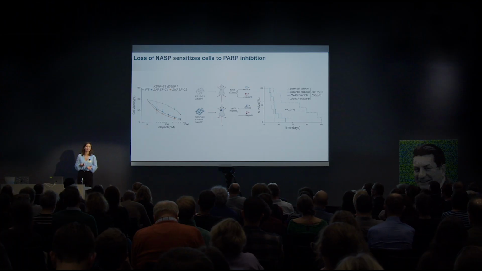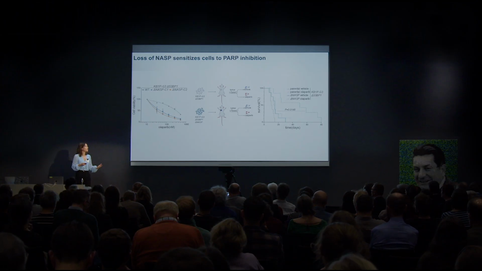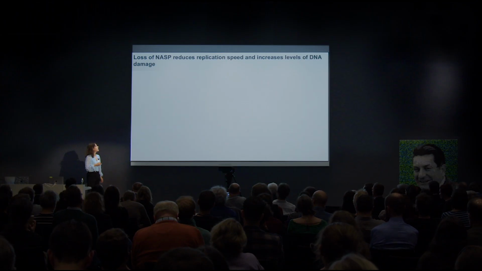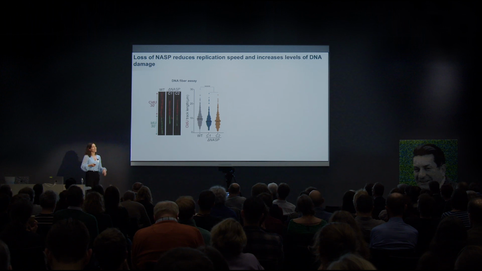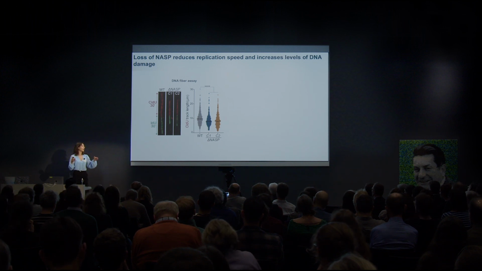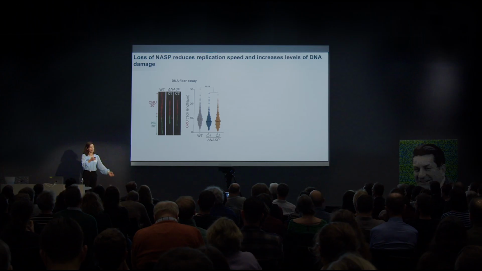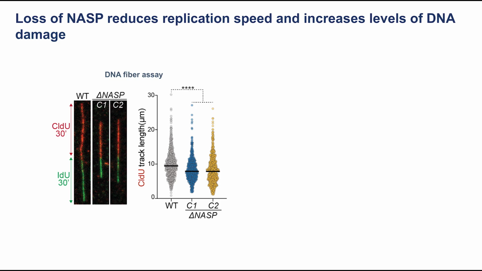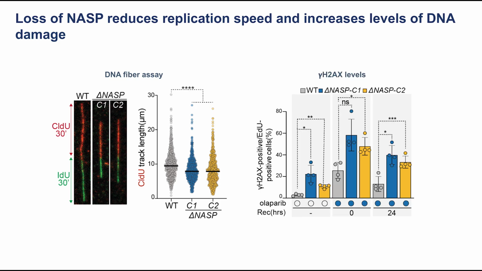Given that we observed PARP inhibitor sensitivity, we were also wondering whether we could see signs of genomic instability in these cells. So we performed a DNA fiber assay where we pulse cells for a certain amount of time with different nucleotide analogs. And I hope you can already appreciate from these pictures that loss of NASP resulted in reduced replication fork speed, and this coincided with increased levels of gamma H2AX, the induction of DNA damage.